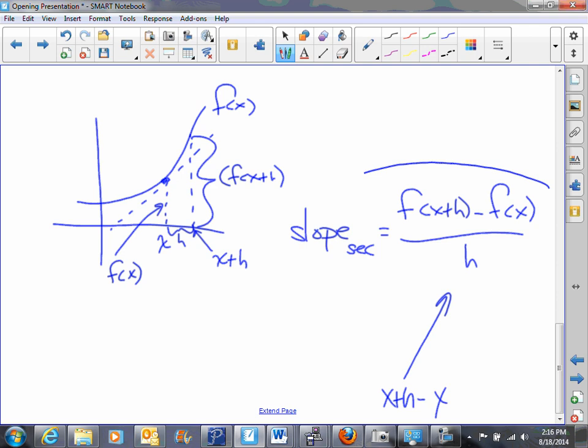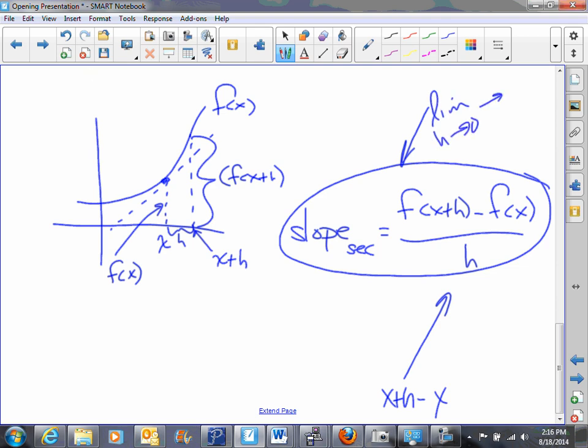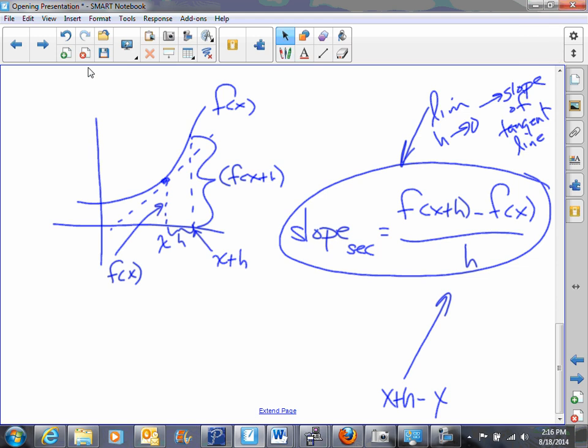Now, this we're going to define to be the limit of it. This is the slope of the secant, and we're going to define the limit as h approaches 0 of this to be the slope of the tangent line to the curve at x equals x. Yes. So that takes care of 2-1.